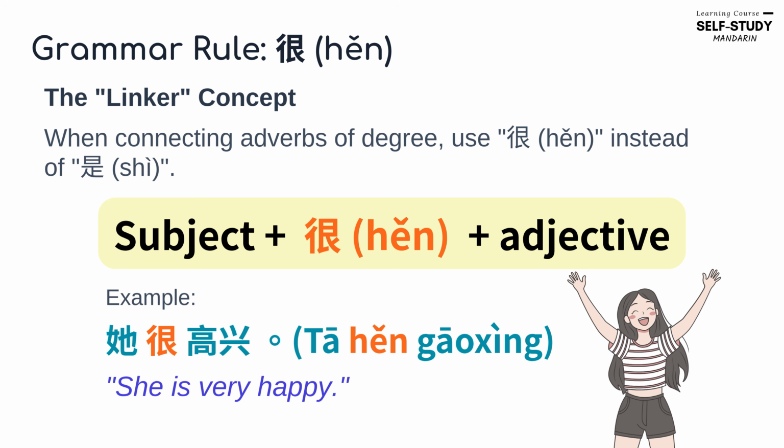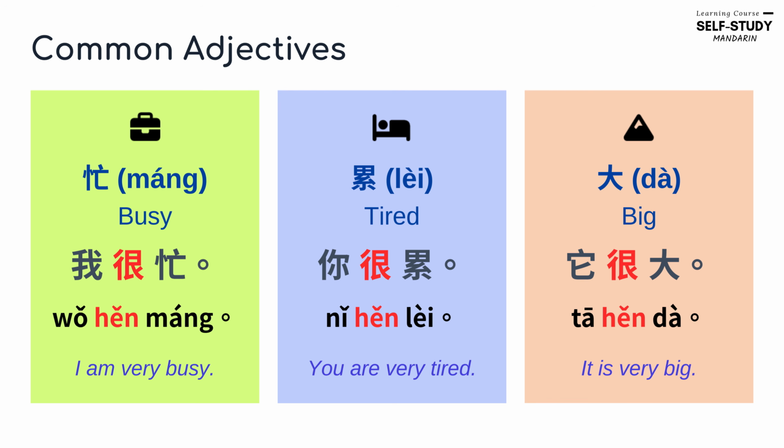Let's look at our formula. Subject plus 很 plus adjective. For example, to say she is very happy, we say 她很高兴. Notice how 很 sits right in the middle, linking 她, she, and 高兴, happy. Let's practice this structure with some common adjectives. First, we have the word for busy, 忙. To say I am very busy, following our formula, we say 我很忙.